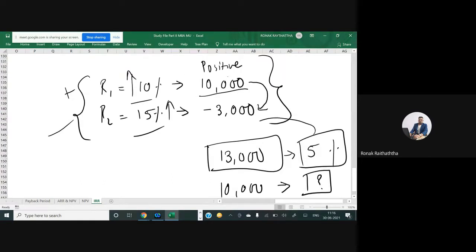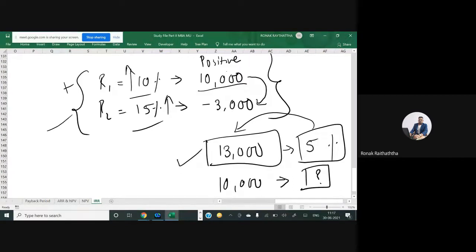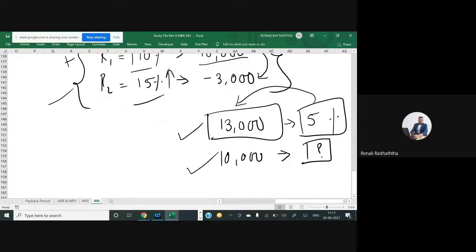5% is causing a movement of 13,000 in the NPV. How? Try to see that. From 10,000 you are reaching to minus 3,000. So that is a movement of 13,000. So if you increase your rate by 5%, then the NPV is affected by 13,000. But I want my NPV to be affected only by 10,000.